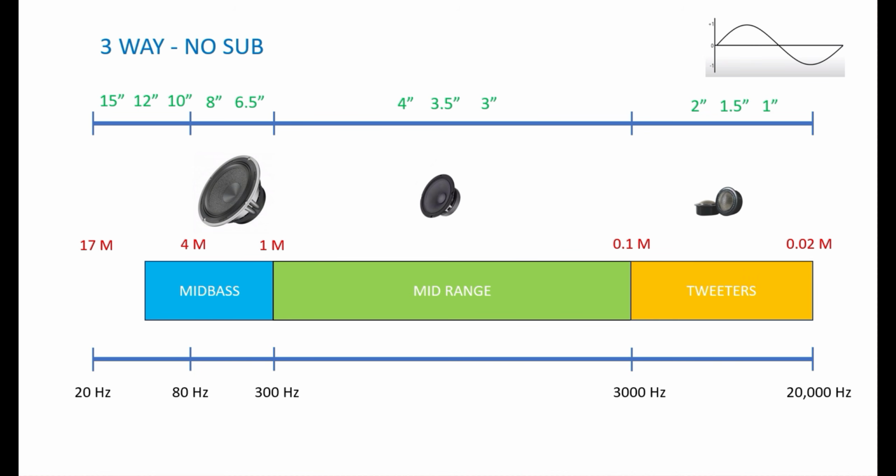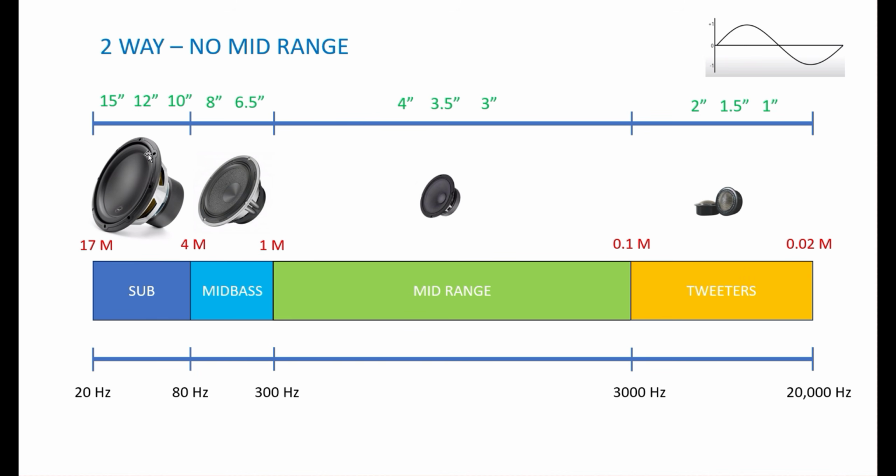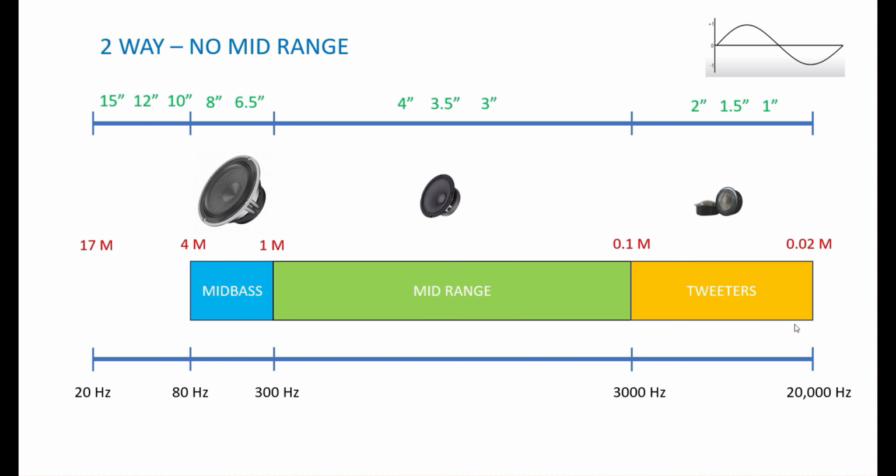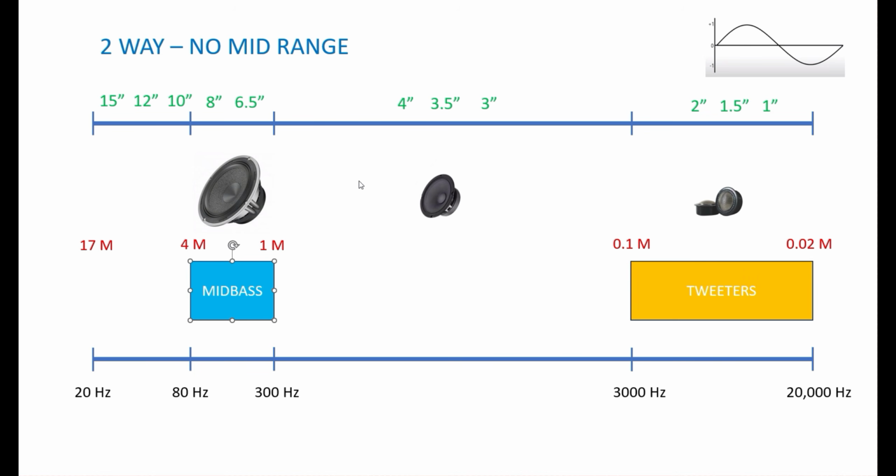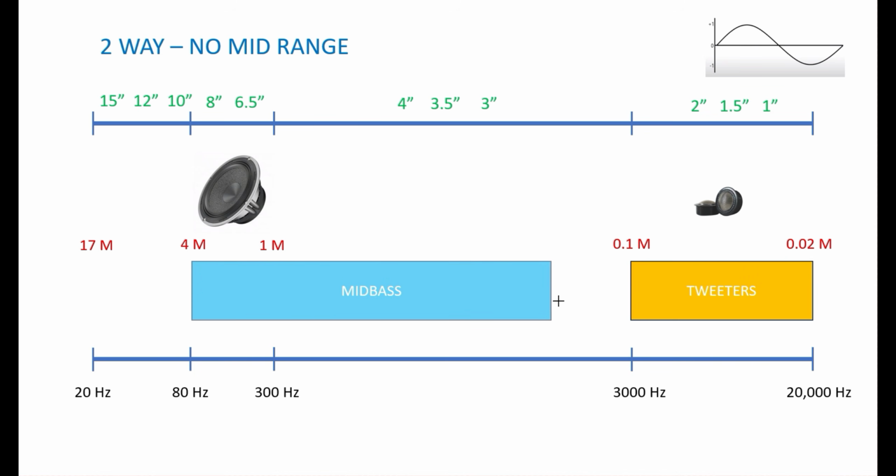So what about a two-way system? Two-way system with no mid-range, so I'm going to get rid of the sub because it doesn't have one, and it doesn't have a mid-range, so let's get rid of that. This is quite popular with manufacturers that are selling component systems and people that want to run a two-way system with no mid-range. So they'll often have the mid-bass playing way up here, and they'll have the tweeter playing way down low to try to meet it. Now, I'm personally not a big fan of that.